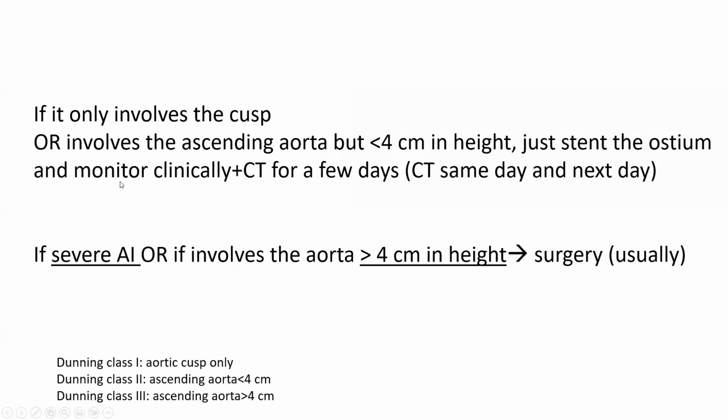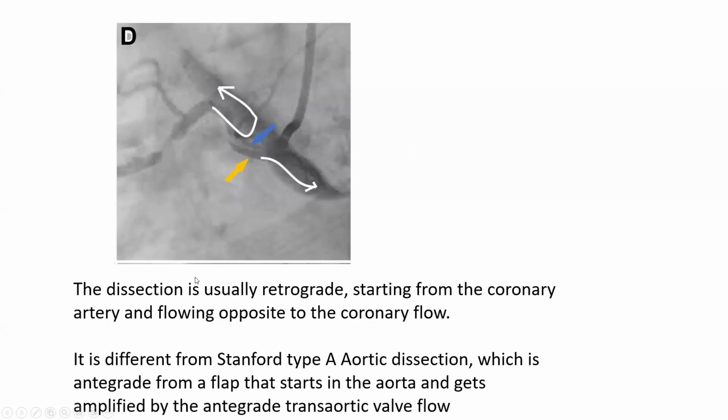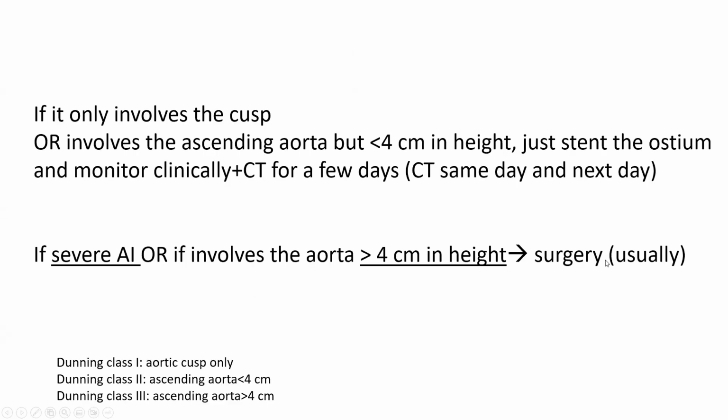just stent the ostium and monitor the patient clinically and with a CT scan for a few days. Do a CT of the aorta the same day and the next day. However, if you have severe AI related to that cusp dissection, it may dislodge the hinge point of the sinotubular junction and cause severe AI, or that hematoma itself may impede the leaflet closure and cause AI. So if you have severe AI from cusp dissection, or if that ascending aortic dissection extends more than 4 centimeters, in those two instances, then you need surgery usually.